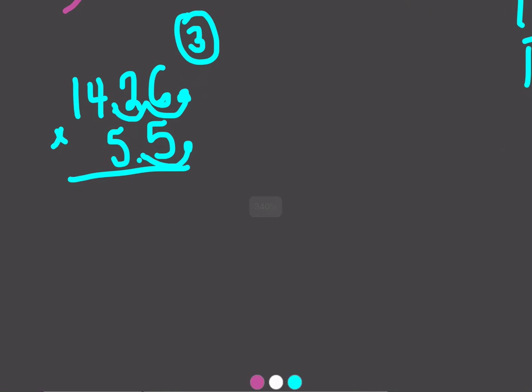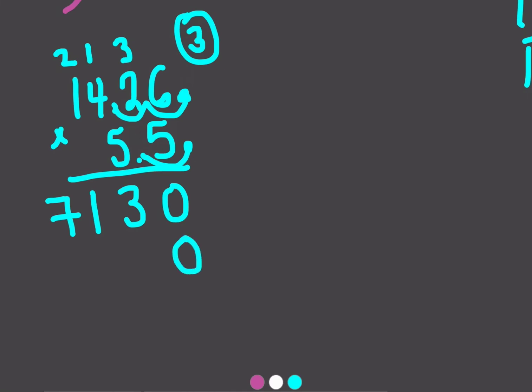Zoom in a little bit. 6 times 5 is 30. 5 times 2 is 10, plus 3 is 13. 5 times 4 is 20, plus 1 is 21. And 5 times 1 is 5, plus 2 is 7. I can keep all those numbers, well, I'm going to skip a line and put a 0. And I can keep all those numbers at the top because I multiplied 5 with my first factor. I'm going to multiply 5 again.